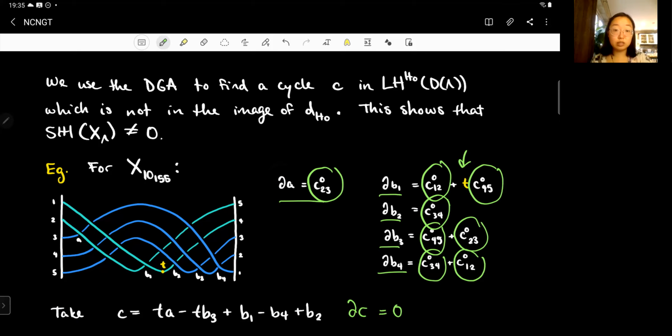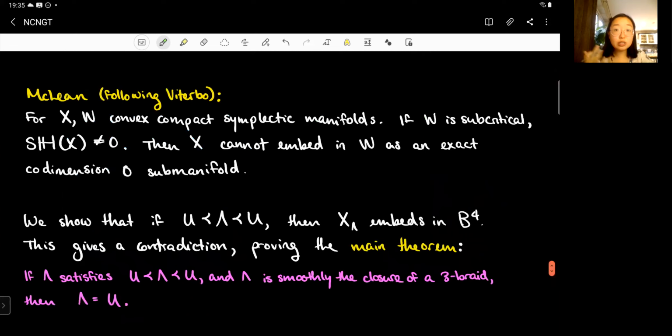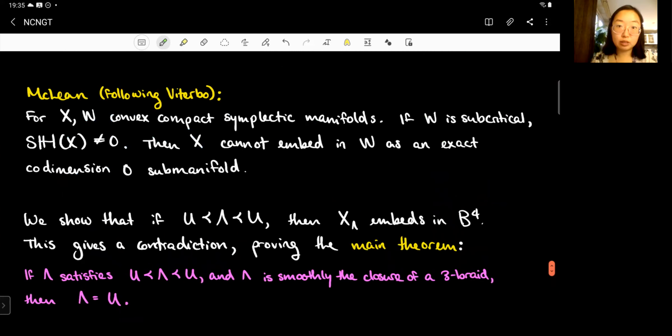The second thing to note is that these terms are all linear monomials, and the fact that the differential is 0 and that they're all linear monomials is going to mean that they are not in the image of the differential for the homology. Okay. So this is going to give us a non-zero representative in symplectic homology, which means that we can use the following theorem of Maclane.